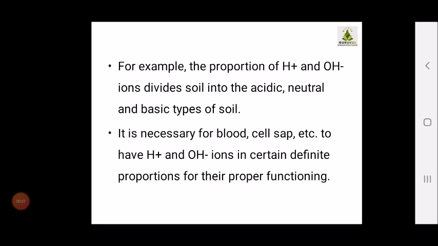So children, now see, you should know that there are different ranges. Acidic soil is different, basic soil and neutral soil. Now how will we understand whether the soil is acidic or basic? It will be recognized with the help of the aqueous solution of the soil. If you form an aqueous solution, then with the help of many different indicators, pH paper, you will be able to know whether the soil is acidic, basic or neutral. It is also necessary for blood cells to have H plus and OH minus ions in certain definite proportions for their proper functioning.